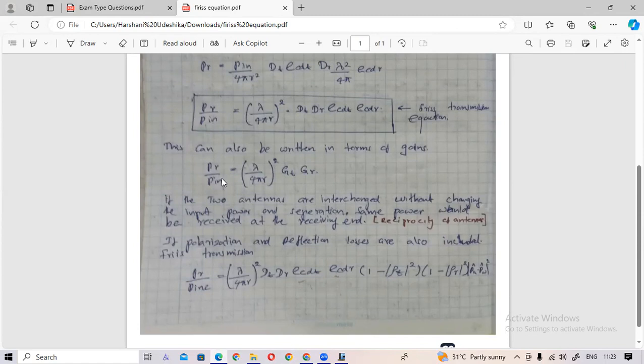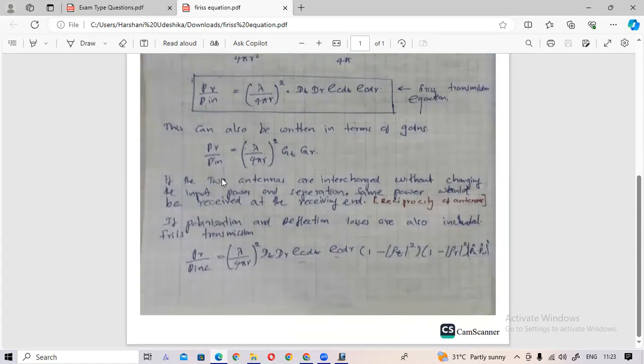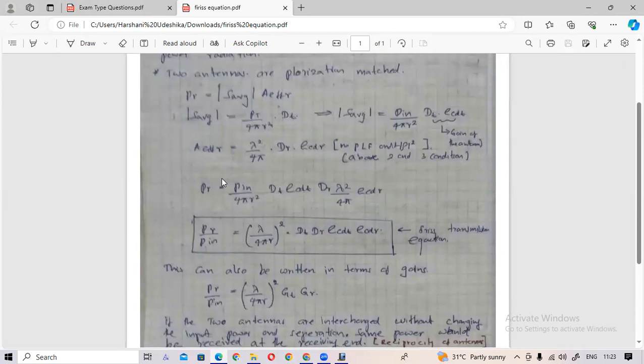So actually there are many losses, as I told you, in an antenna. One is the loss due to the loss resistance. That is one loss. And there are other losses, polarization loss and insertion loss, that kind of losses are there.